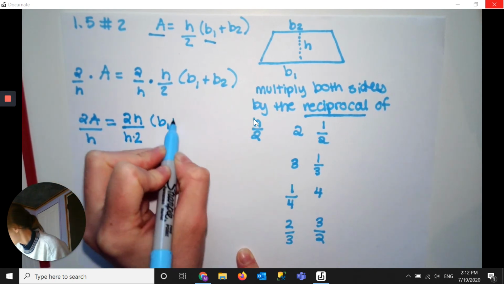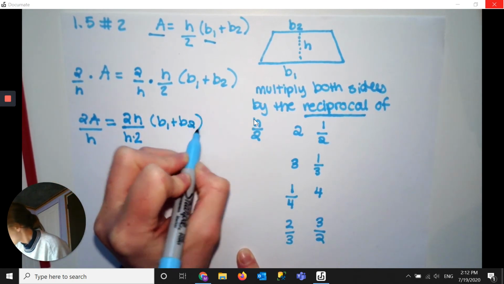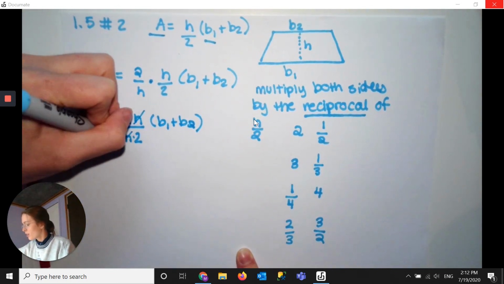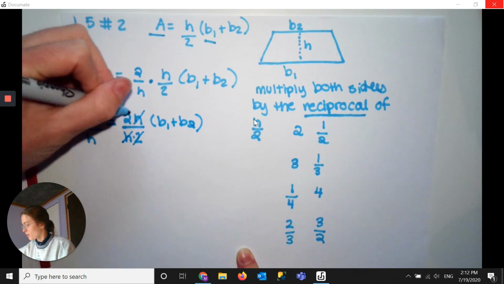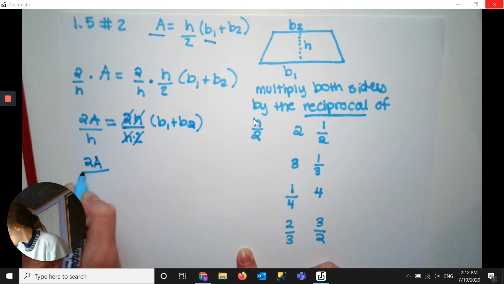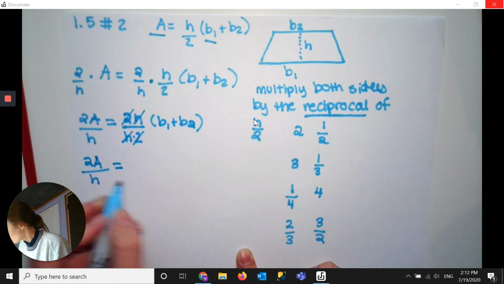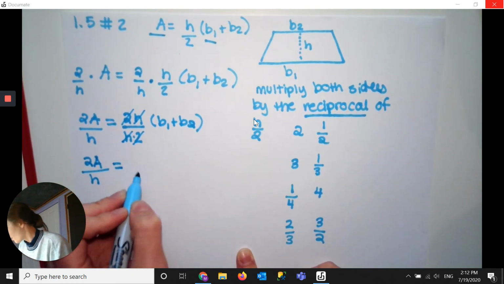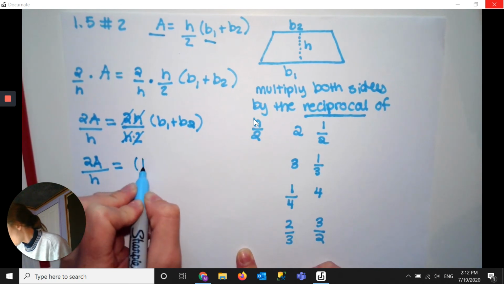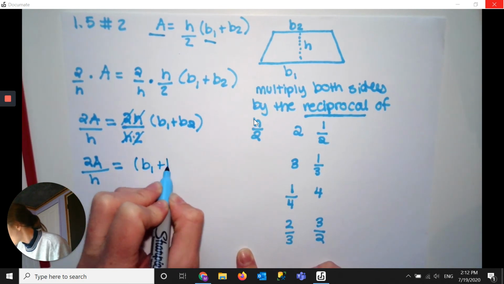Times B1 plus B2. And here we'll see that, okay, well, the H's will cancel, and then the 2's will cancel as well. So we'll get 2A over H equals 1. So we can leave that 1 out, or you can put it in either way. B sub 1 plus B sub 2.